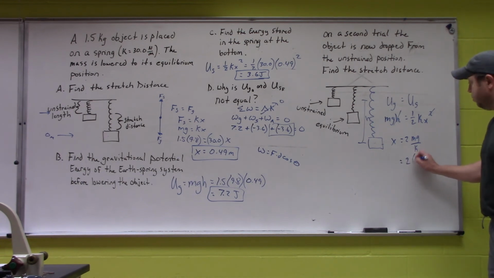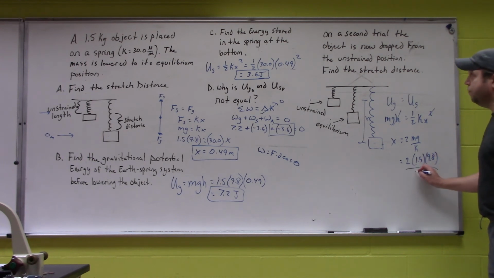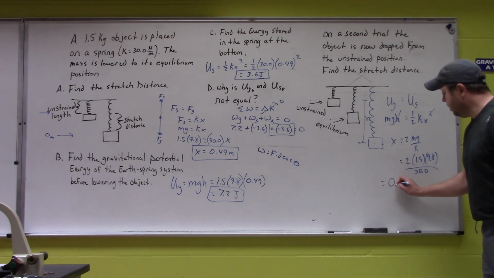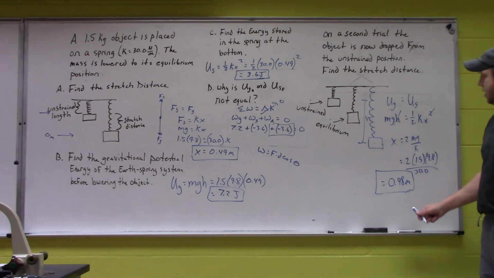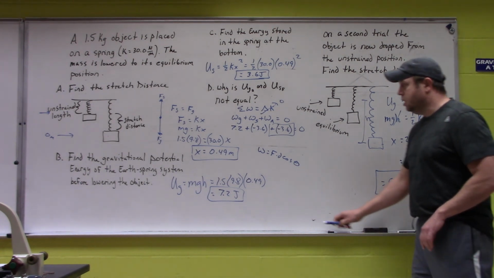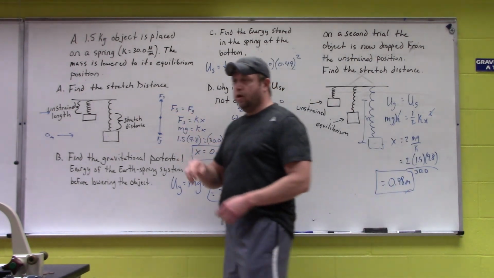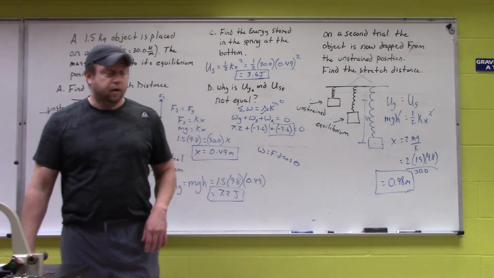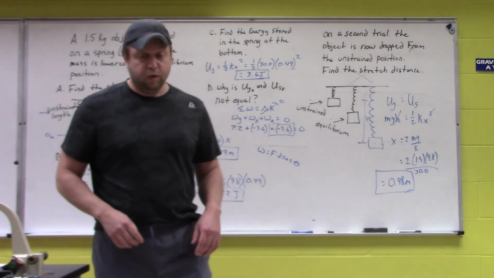So now if we go 2 times mg over the spring constant, we get x equals 0.98 meters instead. So the object ends up falling twice the distance as what it was lowered when we did that before. Okay? Alright, that concludes the next one.